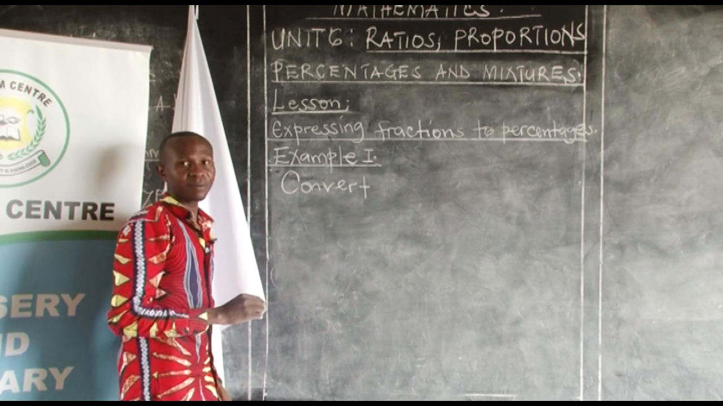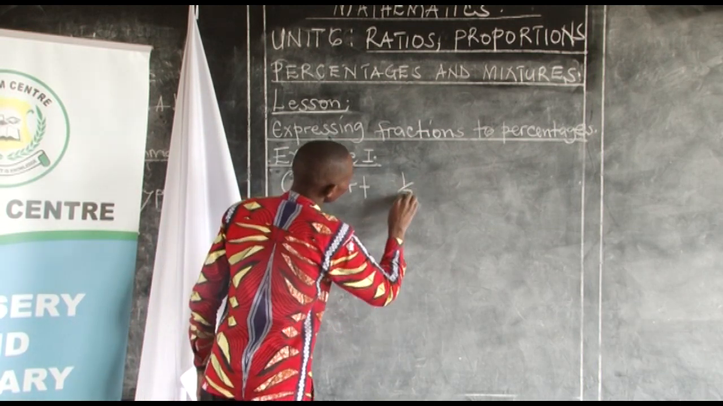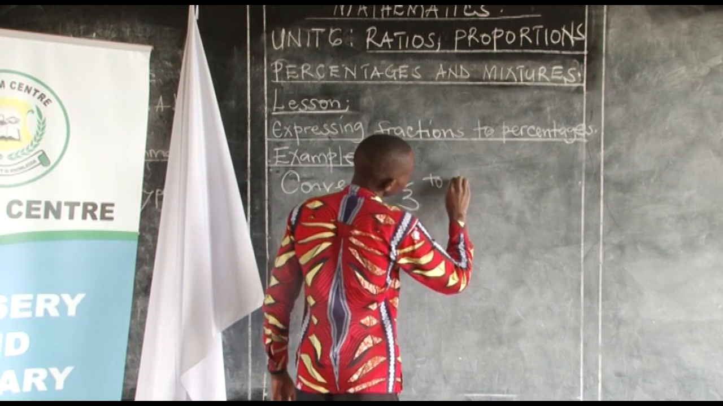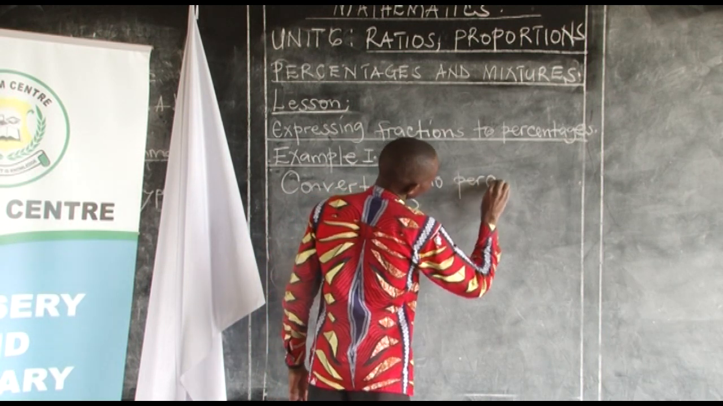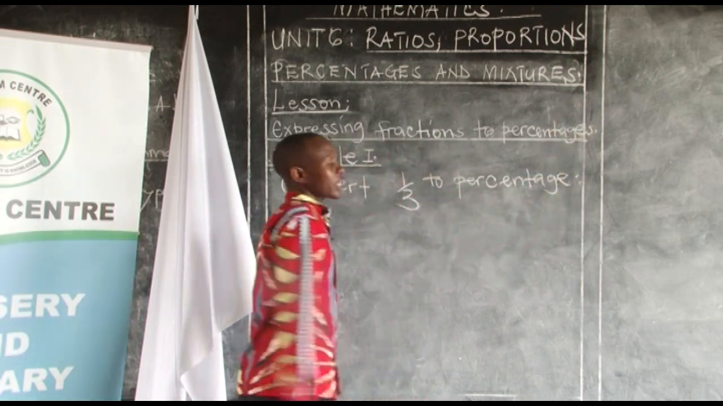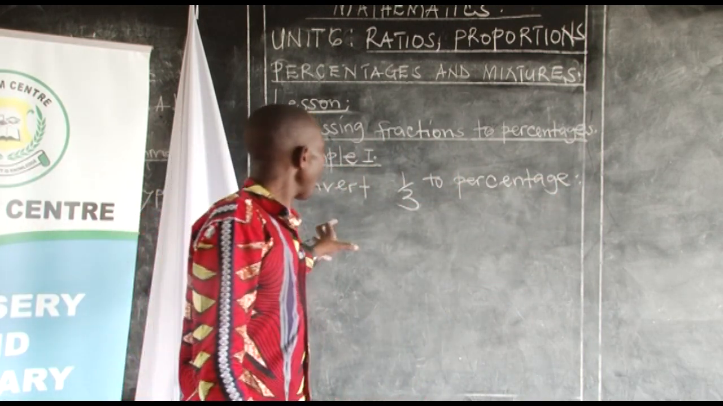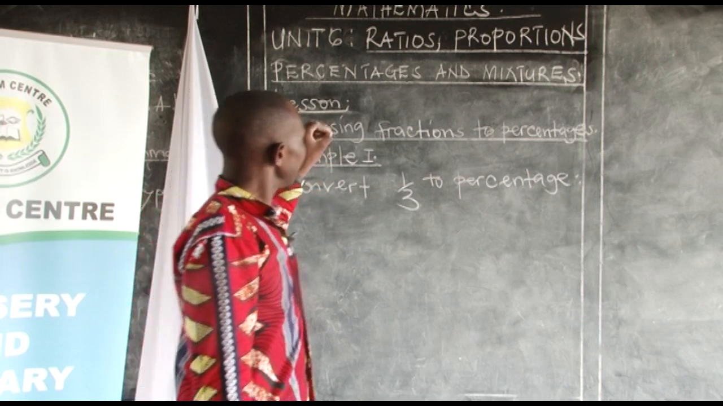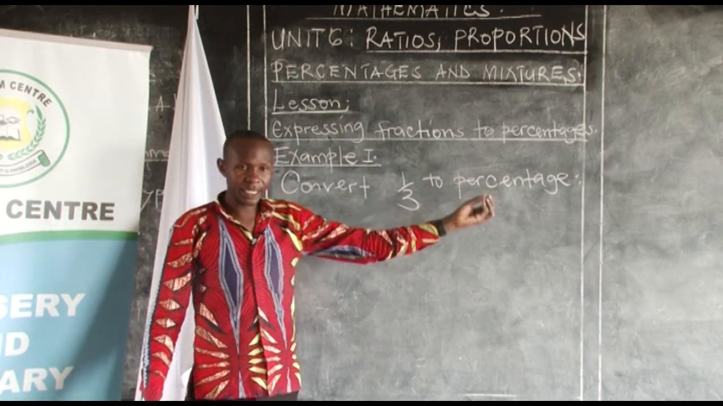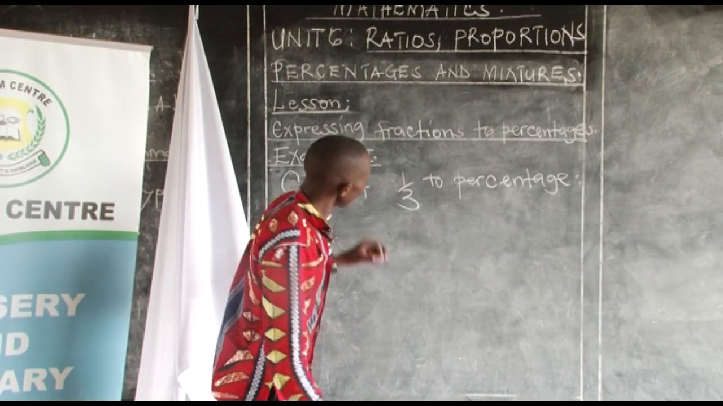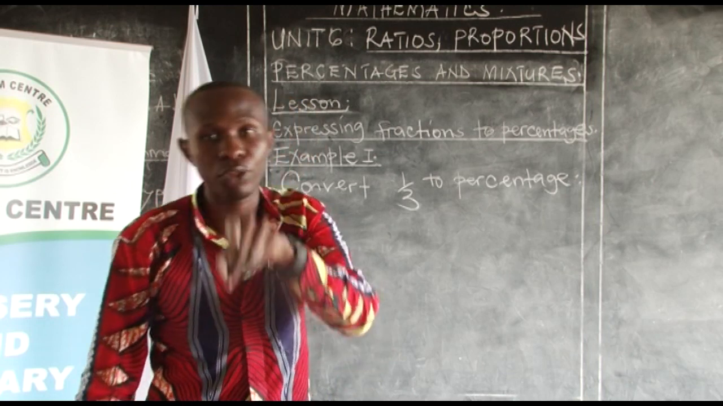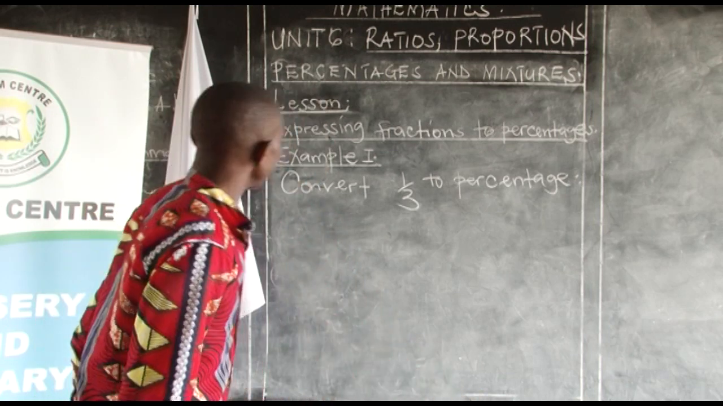Convert 1 out of 3 to percentage. Let's look at the example. The example requires us to convert 1 out of 3 to percentages. So how do we convert this? How can we convert 1 out of 3 into percentages? This is what we are going to do.